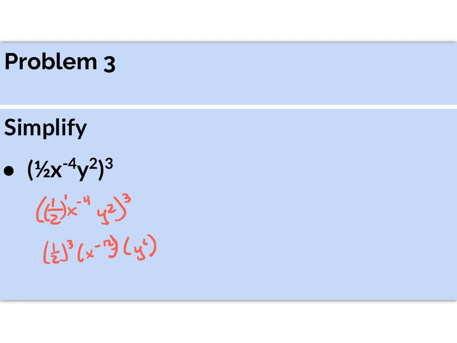And so let us do some fractional magic. So 1/2 cubed is 1/8. So we got 1/8 times 1/x to the 12th times y to the 6th, which is over 1. And if we combine them, we get y to the 6th over 8x to the 12th power.